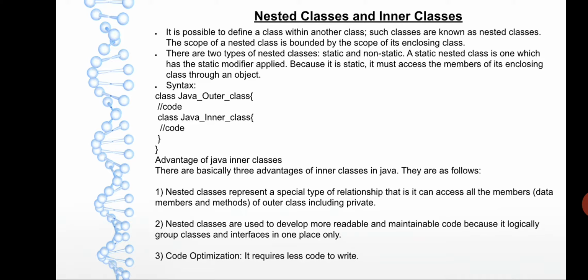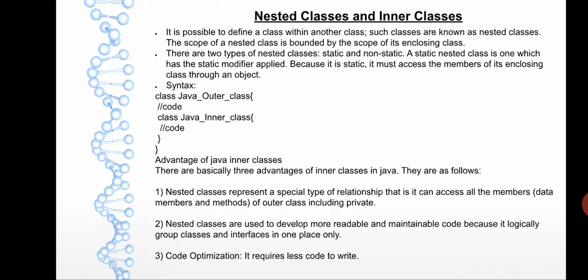The next thing is nested classes are used to develop more readable and maintainable code because they logically group classes and interfaces in one place only. When you go for this nested class concept, it is very easy for maintenance. Readability and maintenance increase. Why? Because everything is one inside the other. It is like a box. In one big box you have a smaller box, inside the smaller box again one more smaller box. So it looks like a compact one, a fixed one, a tighter one.